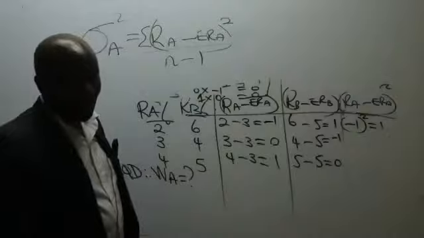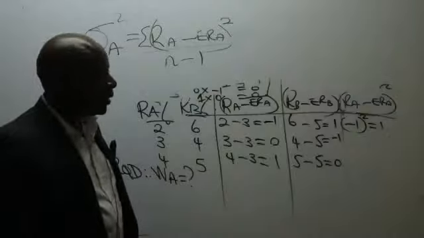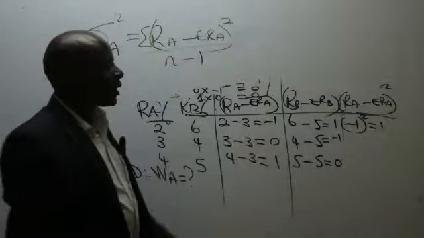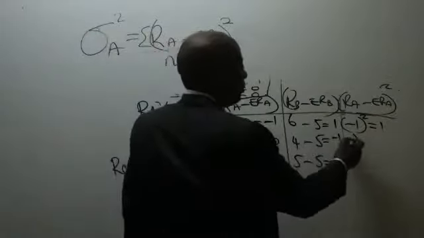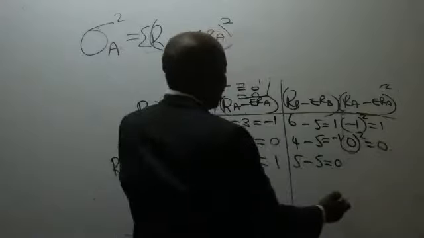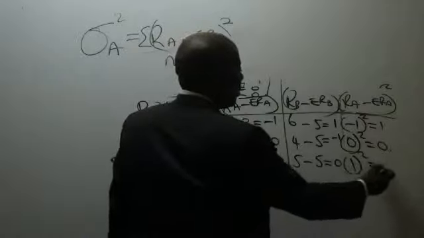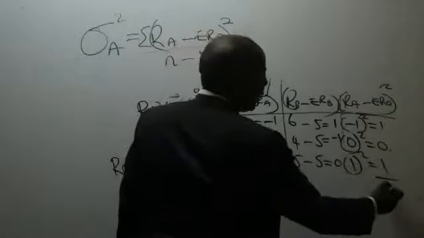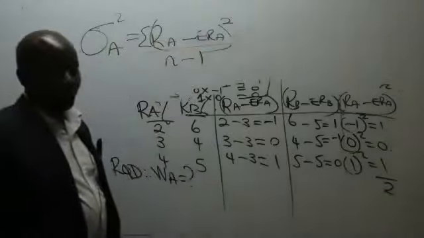1. Jesse, I can see your question. I'll be able to answer it in a minute. So 0 squared will be 0. Then we have 1 squared. 1 squared will be 1. So then this will give me what figure at the end of the day? 2.